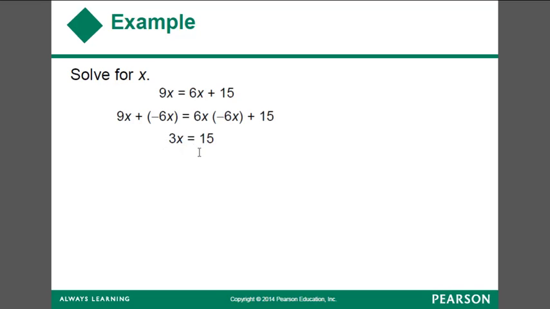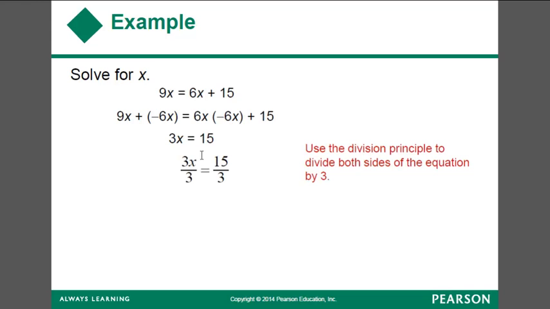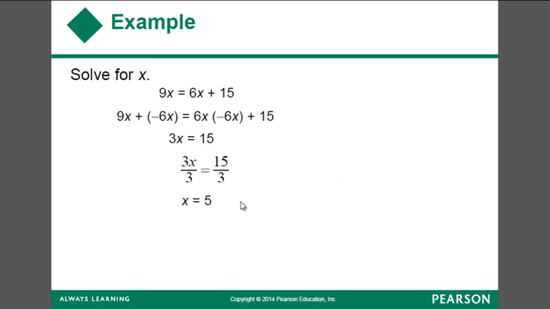3 times x equals 15. The opposite of multiplication is division. So I will divide both sides by 3, which will leave me with x equals 5.